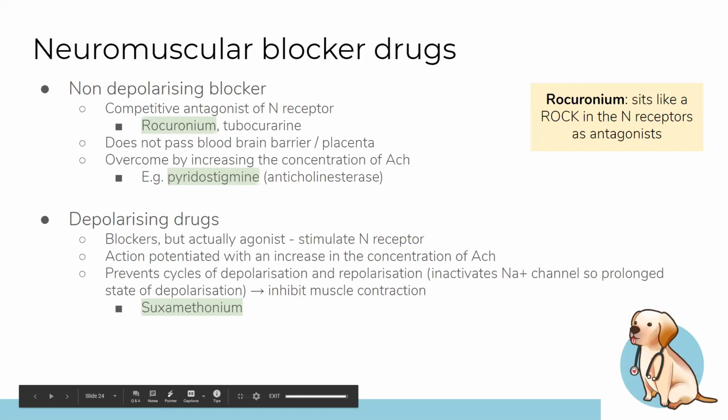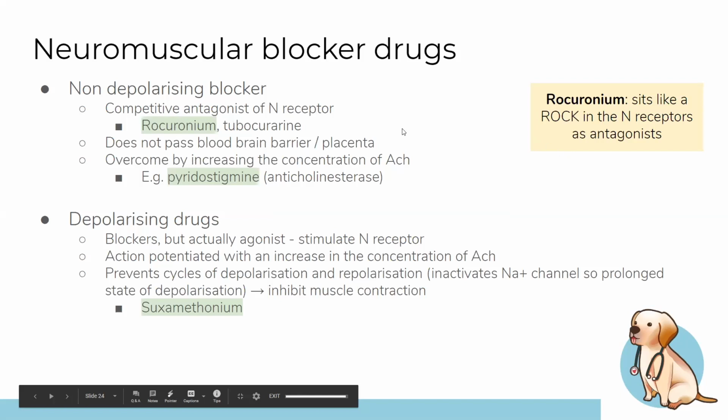So looking at neuromuscular blocker drugs, we have two types: non-depolarizing blockers and depolarizing blockers. The green ones highlighted here are on the core drug list, so you should remember them. Looking at your non-depolarizing blockers first, they're competitive antagonists of nicotinic receptors. Examples are rocuronium and tubocurarine. A way to remember it is, rocuronium sits like a rock in the N receptors as an antagonist.